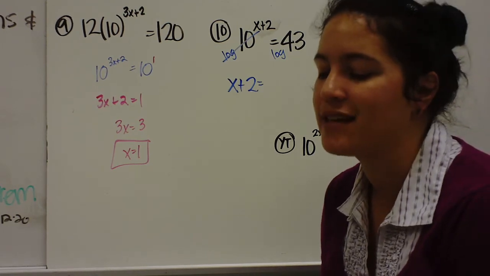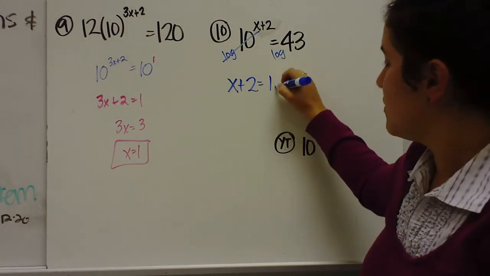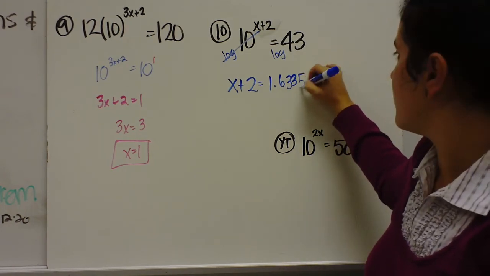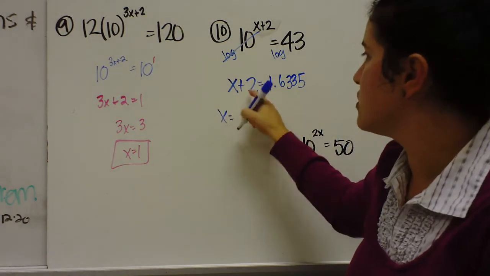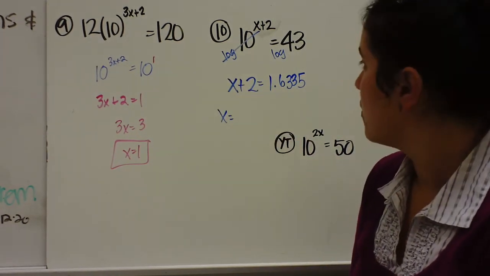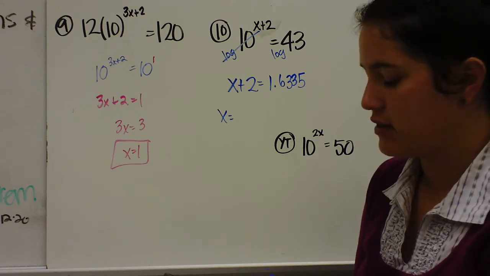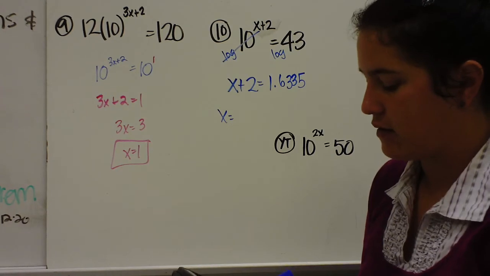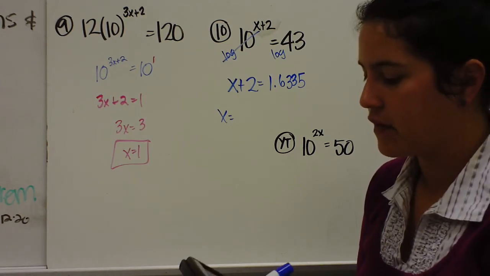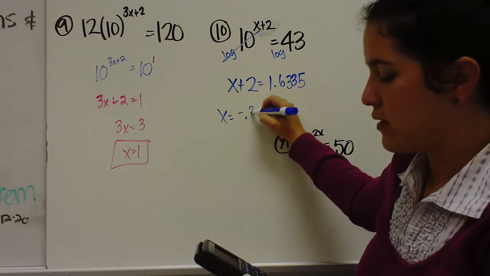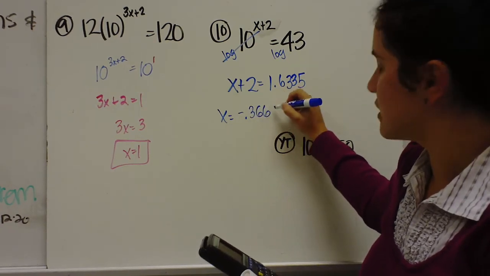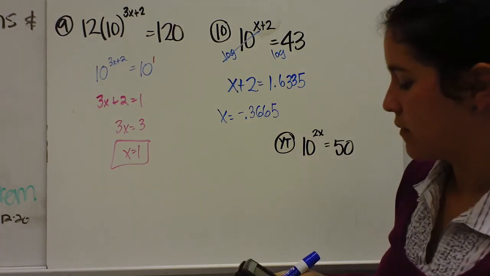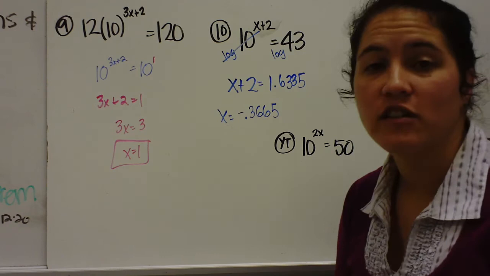And it's 1.63346, so 1.6335. I'm going to subtract 2 on both sides. 1.6335 minus 2. And I get negative 0.3665. Okay? And I took the log of both sides.